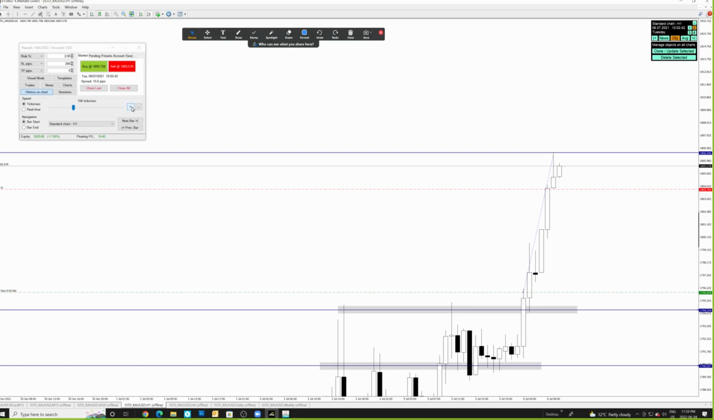So I think the stops here are perfectly fine, because if we do reject, we've still secured most of our profits. But if we break this high, we'll see what happens.